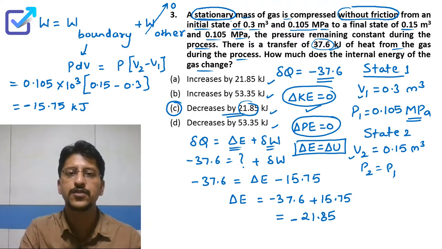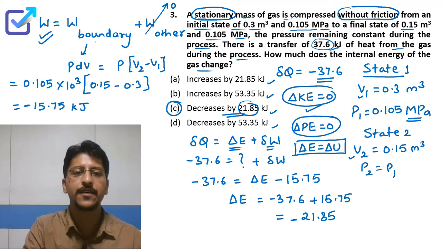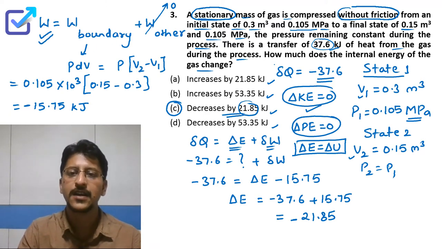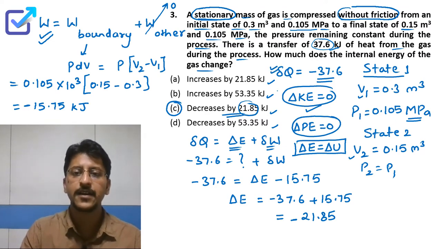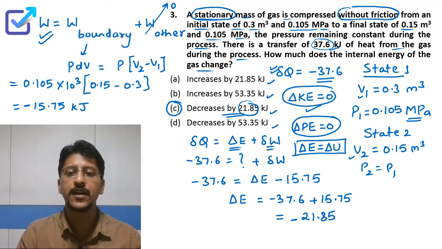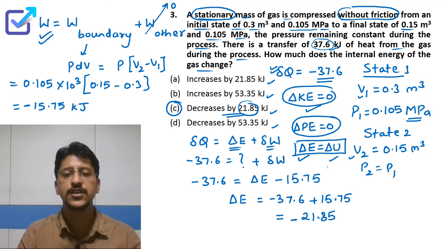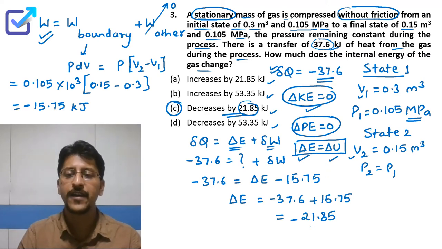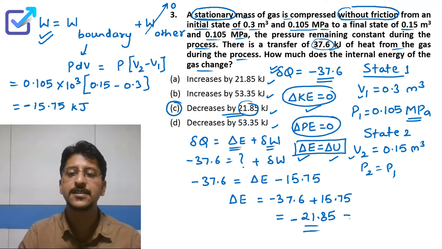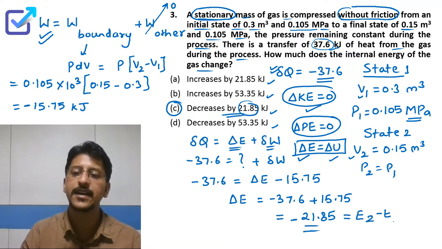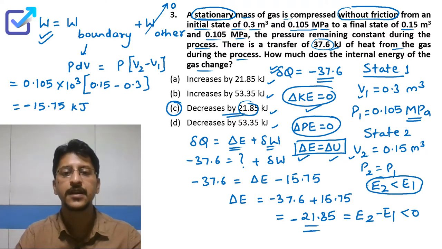Okay, so what are the concepts that we learned from this question? First of all, we learned about the work, that there are different types of work. What is a boundary work? What is other work? Then we learned that if the heat is being rejected from the system, or it is taken out of the system, it is taken as negative. Also, we learned that when there is no other form of energy transfer involved in the system, whether we call it a change in internal energy or a change in total energy, both have the same meaning. And finally we are getting the value of delta E as negative. This is nothing but the change, that is E2 minus E1 is negative. That means your E2 will be less than E1. That's why we are saying that the internal energy or the total energy of the system decreases.